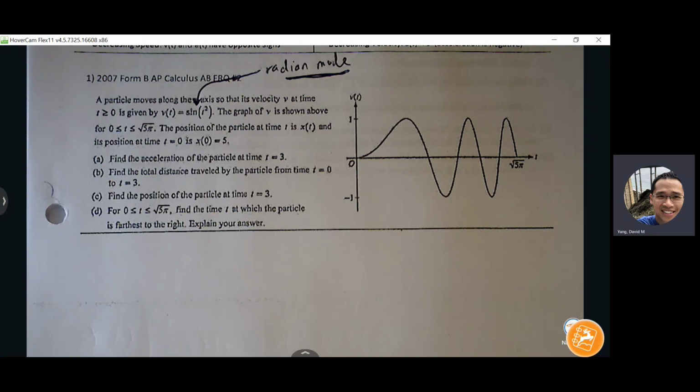The graph of v is shown, and we see that t sits between 0 and root 5 pi. The position of the particle at time t is x of t, and at time t equals 0, x of 0 equals 5. This gives you a starting point, or a given point.